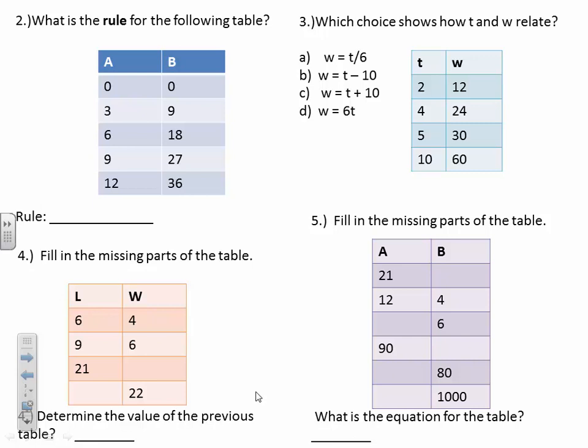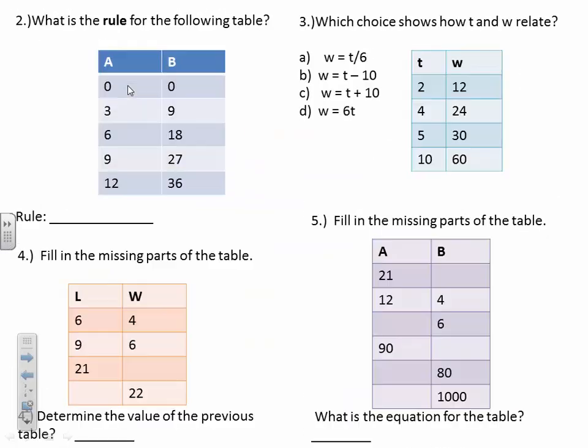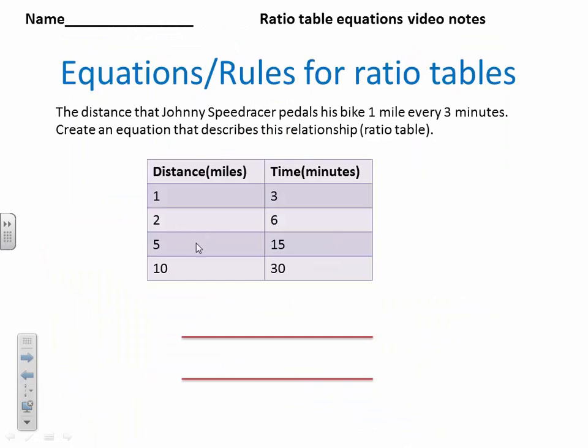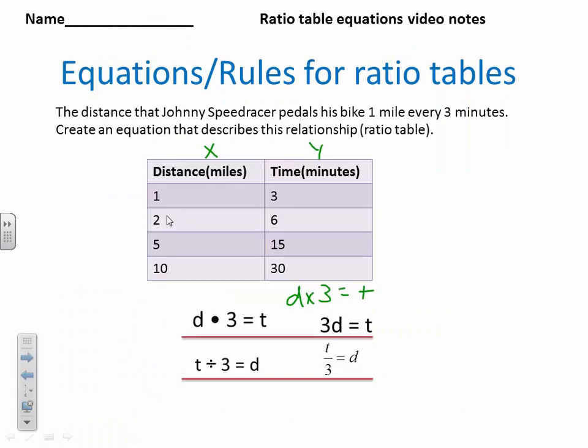Okay, so we're going to do the first two together, and number 4 and 5 will be on your own. So here we go. Number 2 says, what is the rule for the following table? You don't have to flip the paper, but notice that we're saying that these are equations. Whoops, sorry about that. These are equations that we wrote.